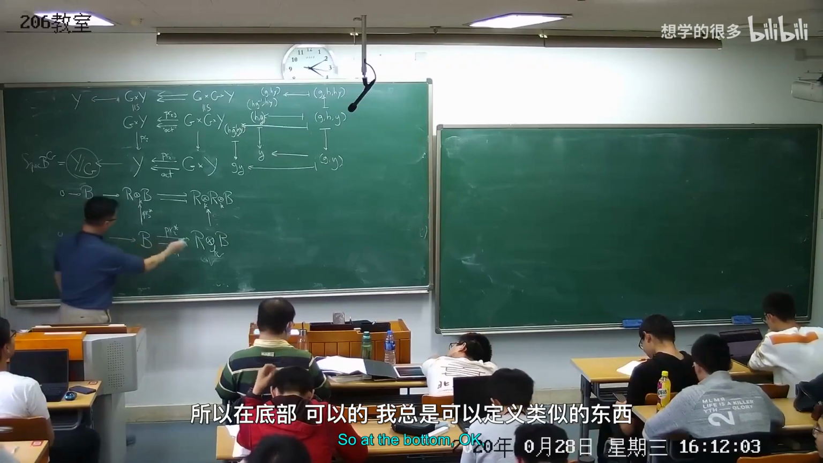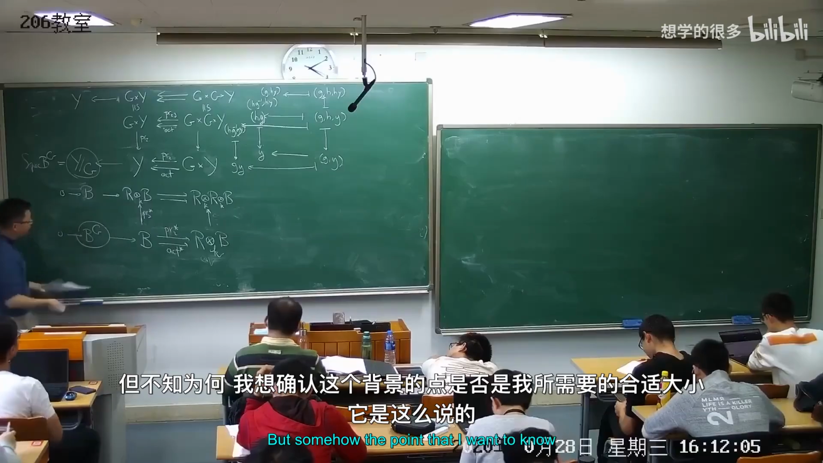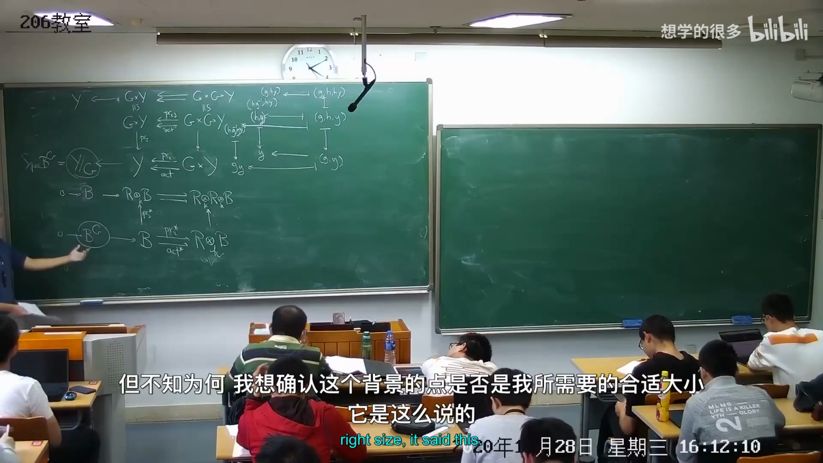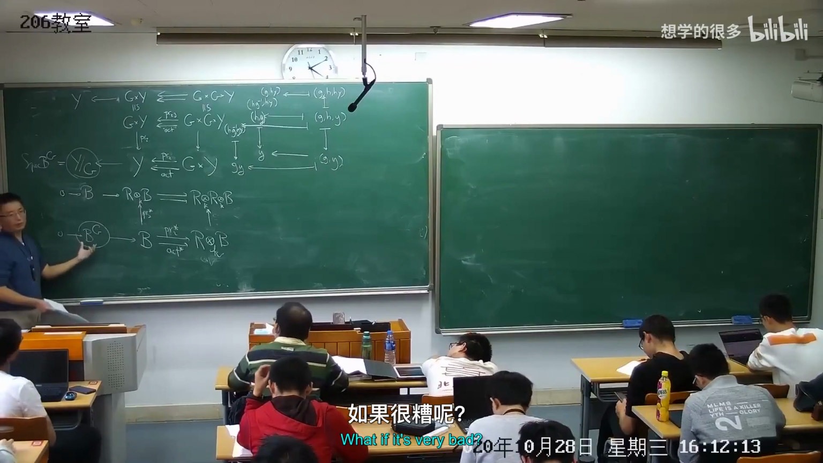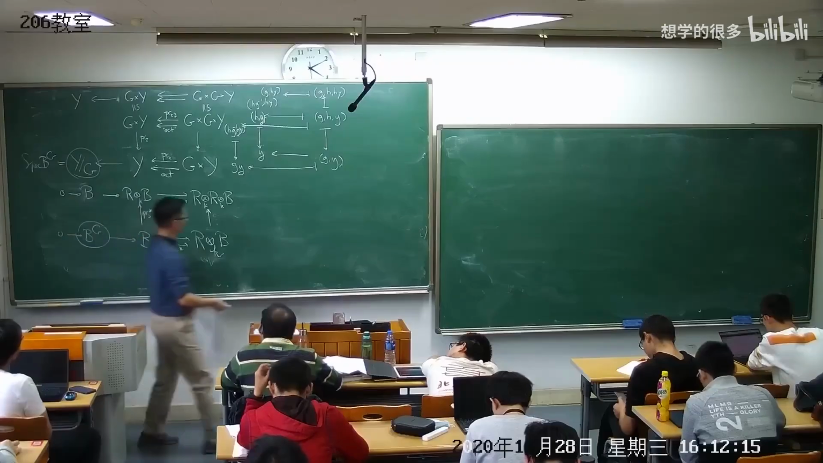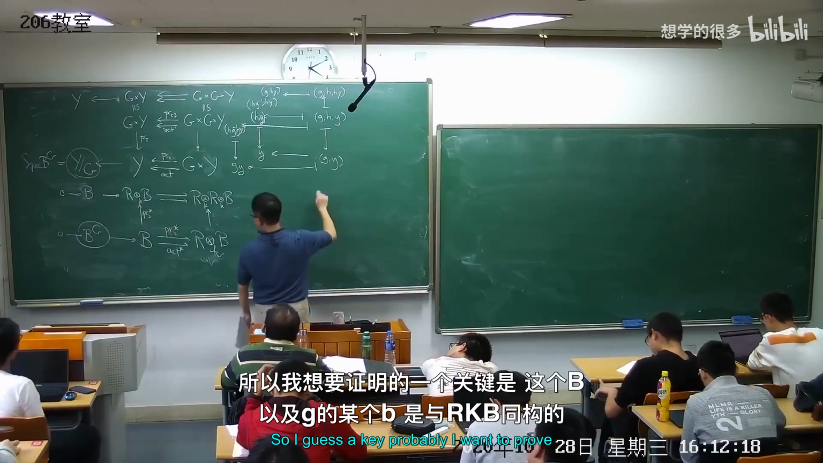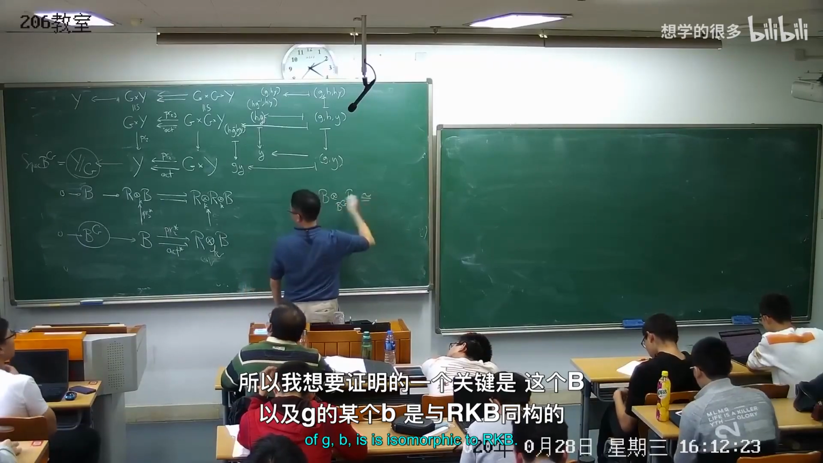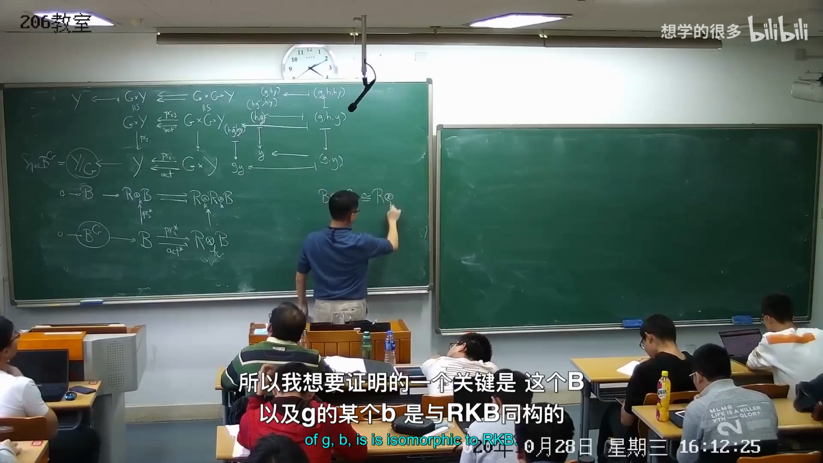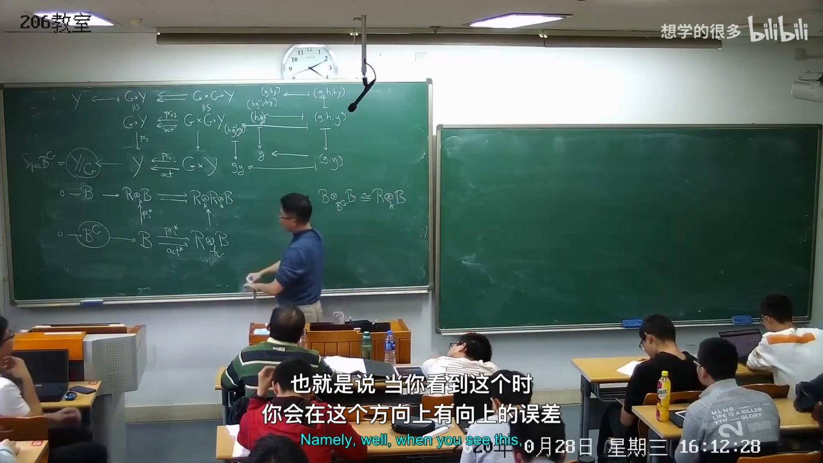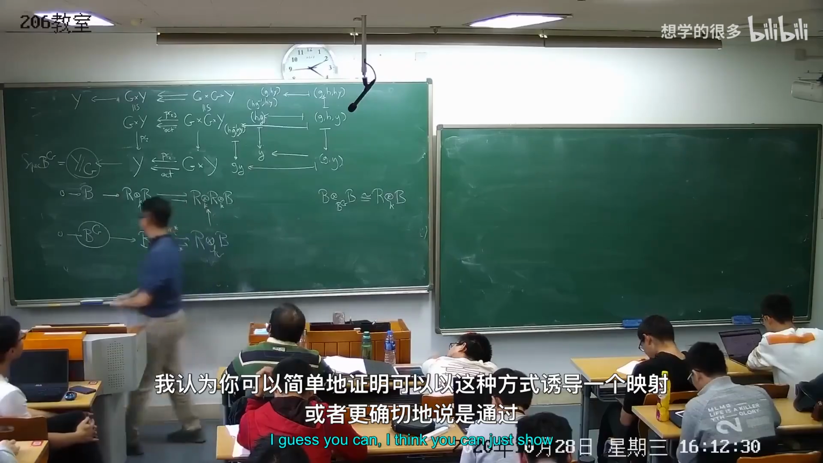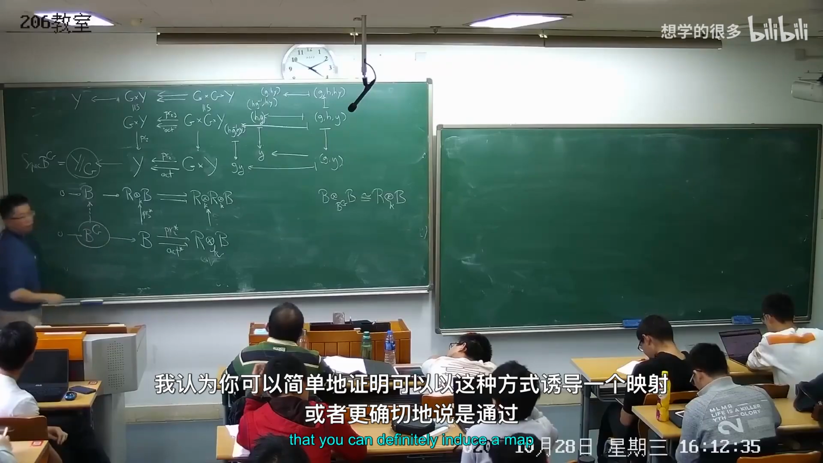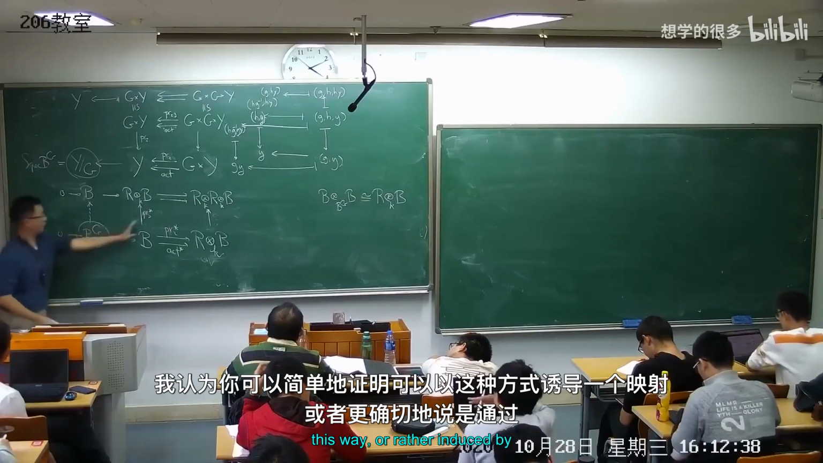So at the bottom, I can always define something like that, but the point is that I want to know this BG is of the right size. What if it's 0? Or what if it's very bad? So a key property I want to prove is that this B tensor BG of G B is isomorphic to RKB. Namely, when you see this, you have an upward arrow this way. I think you can just show that you definitely induce a map this way, induced by this projection 2.